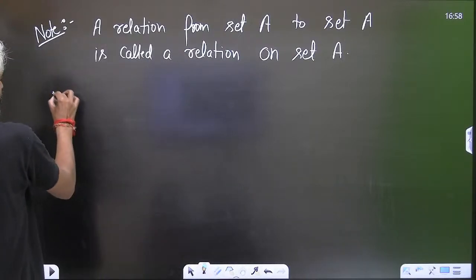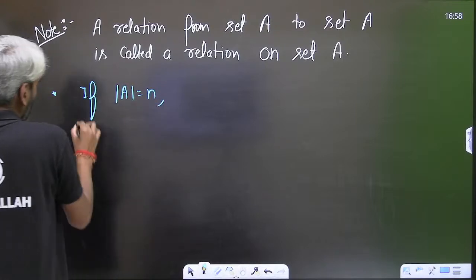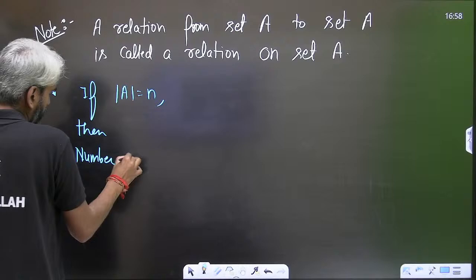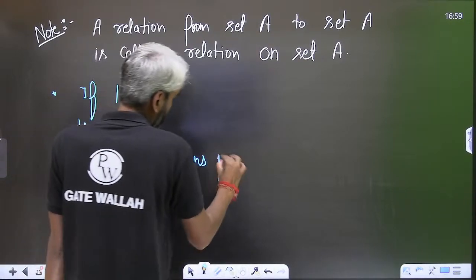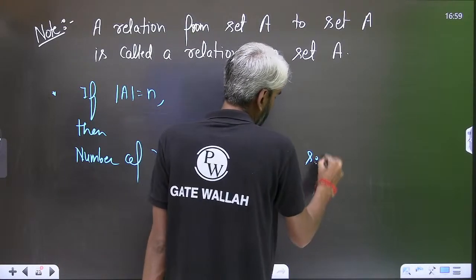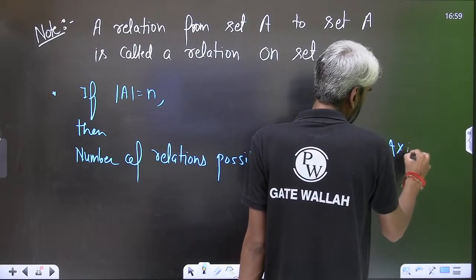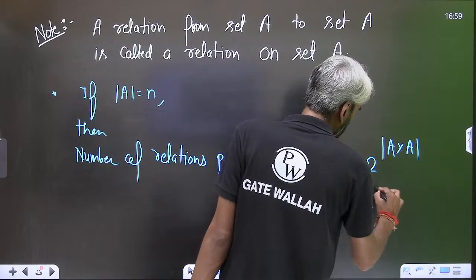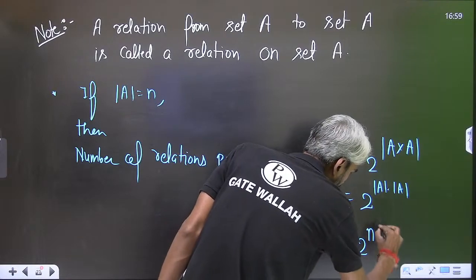Next, if mod A is equal to n, then what will the number of relations possible on set A be? Sir, this is from A to A. That means it will be a subset of the Cartesian product A cross A. It will be nothing but 2 raised to the power mod A into mod A, which will be 2 power n squared.